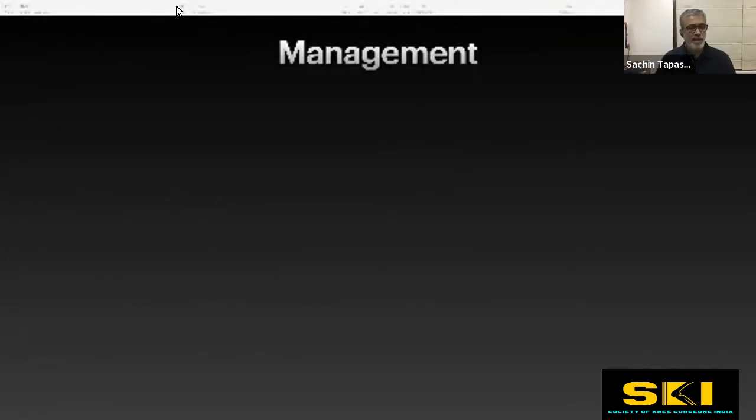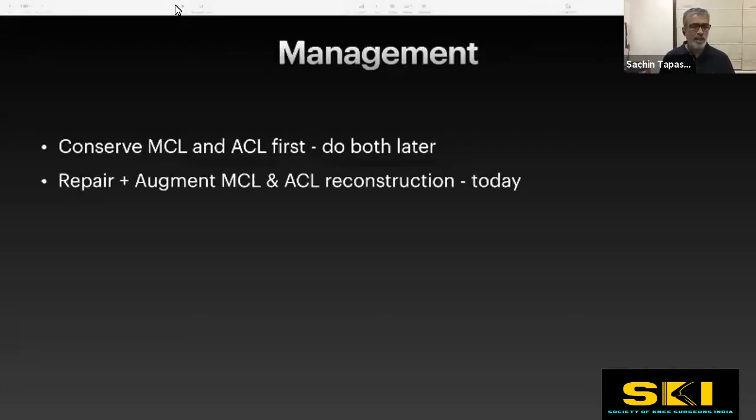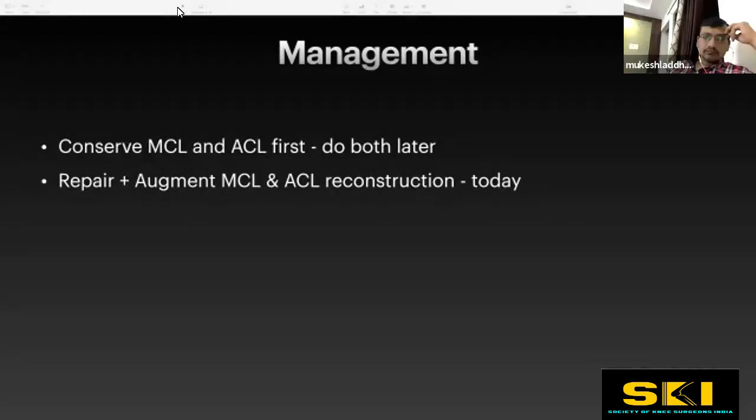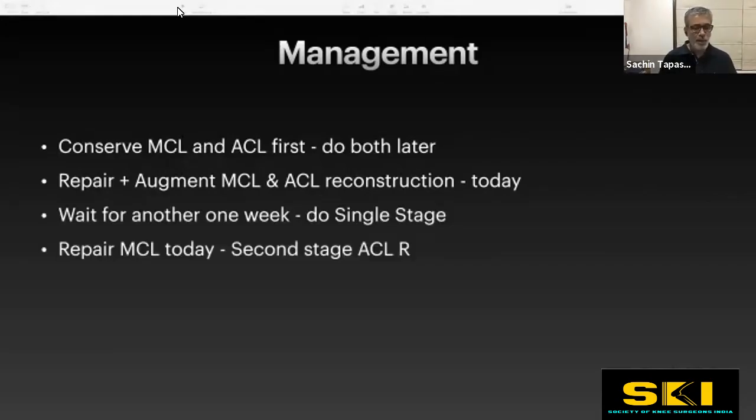The options being: option 1, conserve the MCL and ACL today, don't do anything. He's 3 days down the track, put them in a cast or some sort of a fixed brace, then come back after 3, 4 weeks, 6 weeks, and then do both of them later. Option 2 is do a single stage MCL repair plus or minus augmentation and an ACL reconstruction today. Option 3 is wait for another week and do a single stage ACL MCL. And option 4 is do a stage 1 MCL today and then come back later after about say 3 months and do a stage 2 ACL.